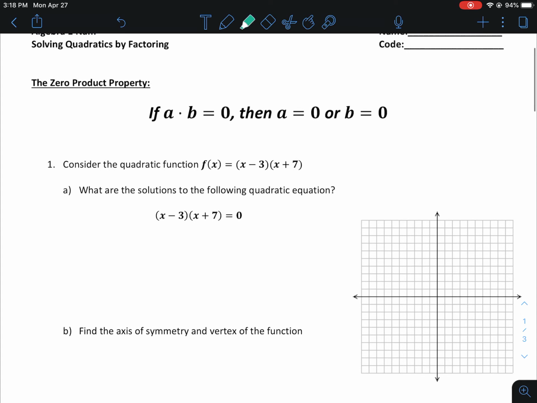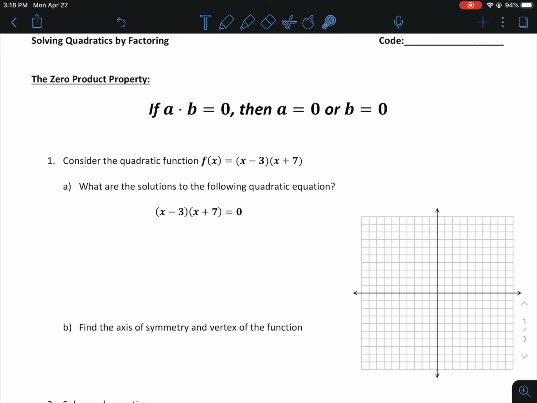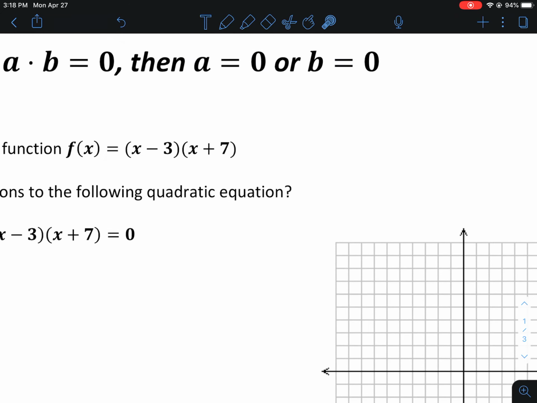Okay, so let's look here. Let's consider the following quadratic function. f(x) equals (x minus 3) times (x plus 7), right? You just spent yesterday exploring quadratics written in this factored form, and how it relates to your graph, which we'll touch on. But we know that this is quadratic because if we were to expand this, it would give us a quadratic trinomial, right? This is the equivalent of x squared plus 4x minus 21, okay?